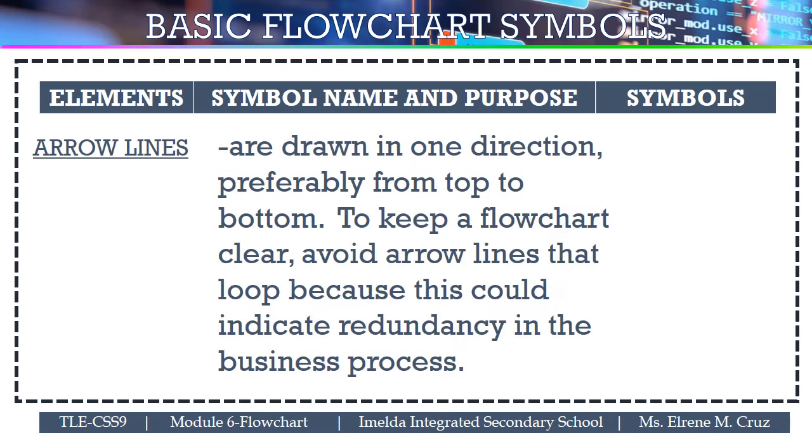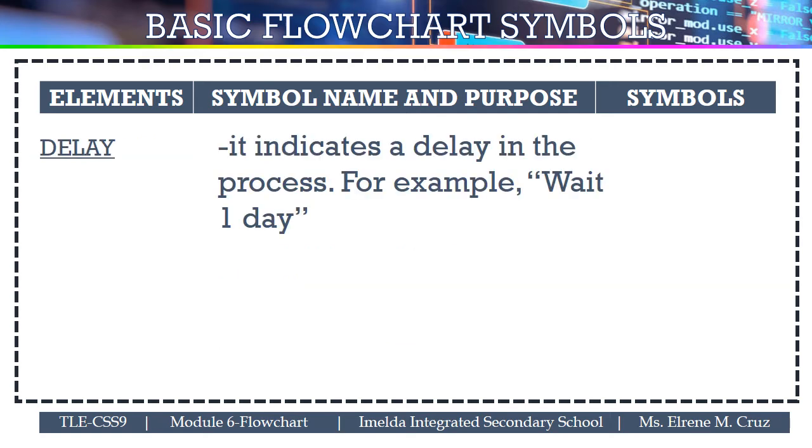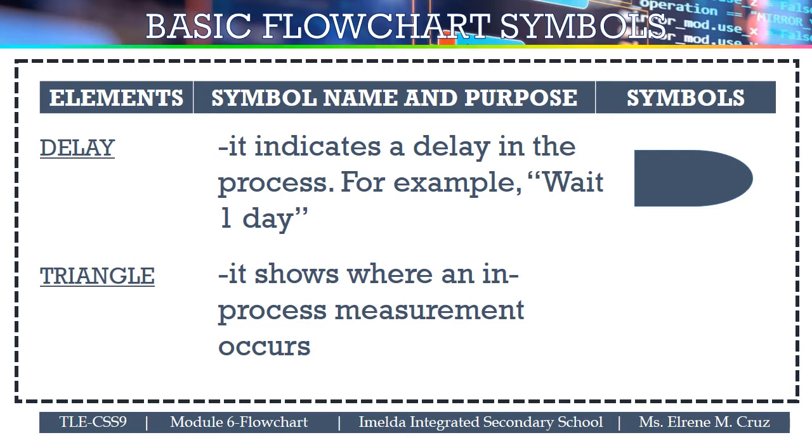Arrow lines. Arrow lines are drawn in one direction, preferably from top to bottom. To keep a flowchart clear, avoid arrow lines that loop because this could indicate redundancy in the business process. Here are the symbols for arrow lines. Delay. It indicates a delay in the process, for example, wait for 1 day. Here's the symbol used for the delay element. Next is triangle. It shows where an in-process measurement occurs. Here's the symbol for the triangle element.